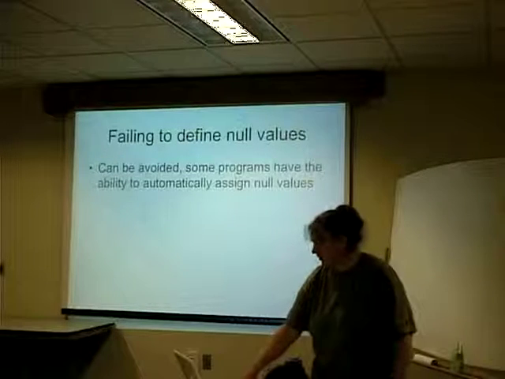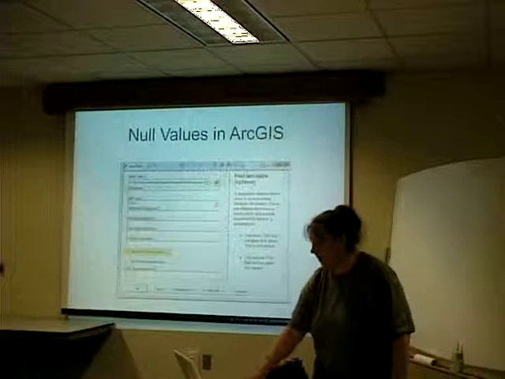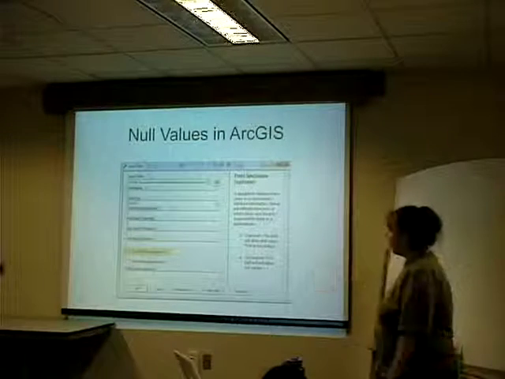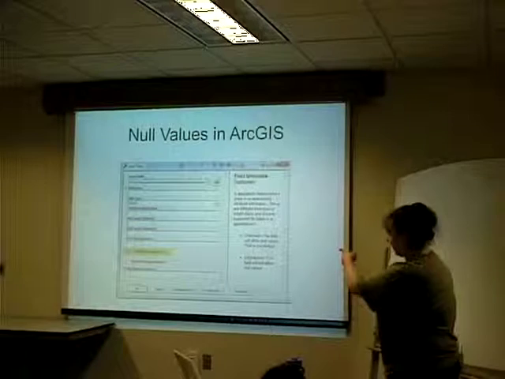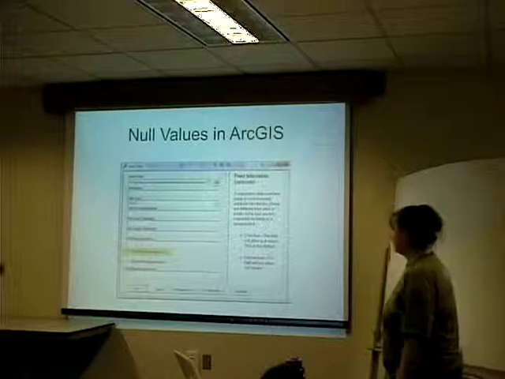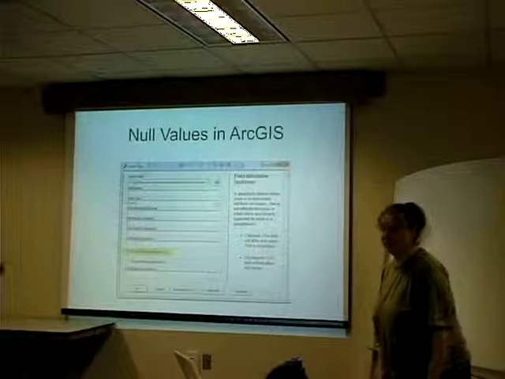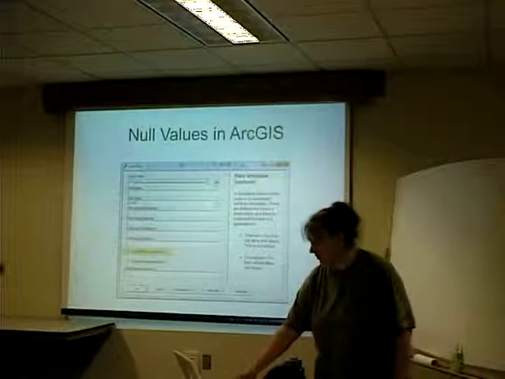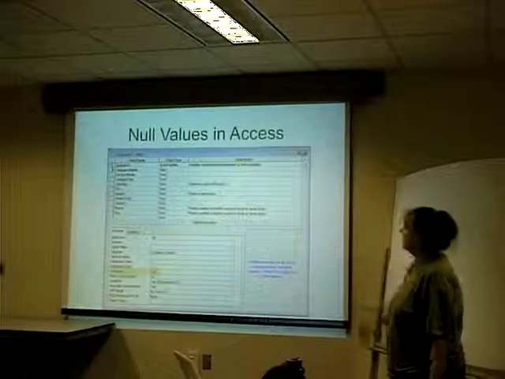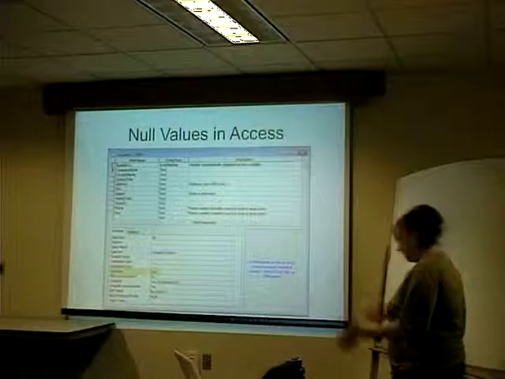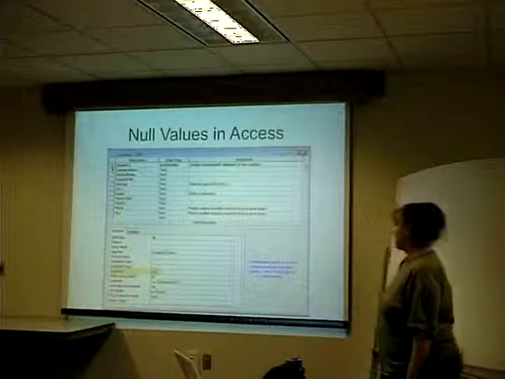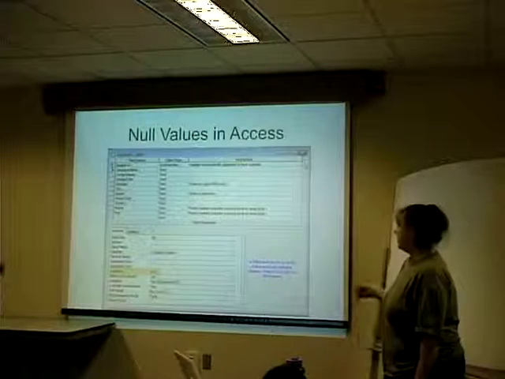This can be avoided. Programs can automatically generate null values. In ArcGIS, you have the option to check the box over there. If you check it, it allows null values. Unchecked will not allow null values. So automatically, it forces you to deal with them. In Access, in a table, when you go into the design view of the table, there's a required option that you can check.